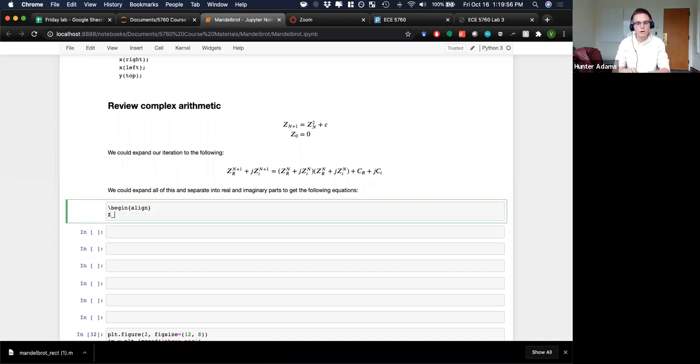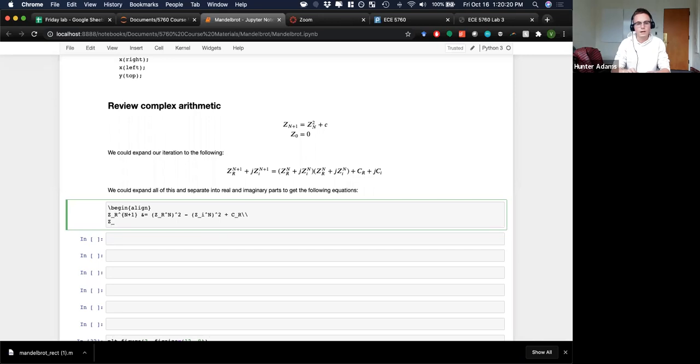where ZR at n+1 is equal to ZR at n squared minus ZI at n squared plus CR, and ZI at n+1 is equal to 2 ZR at n ZI at n plus CI.